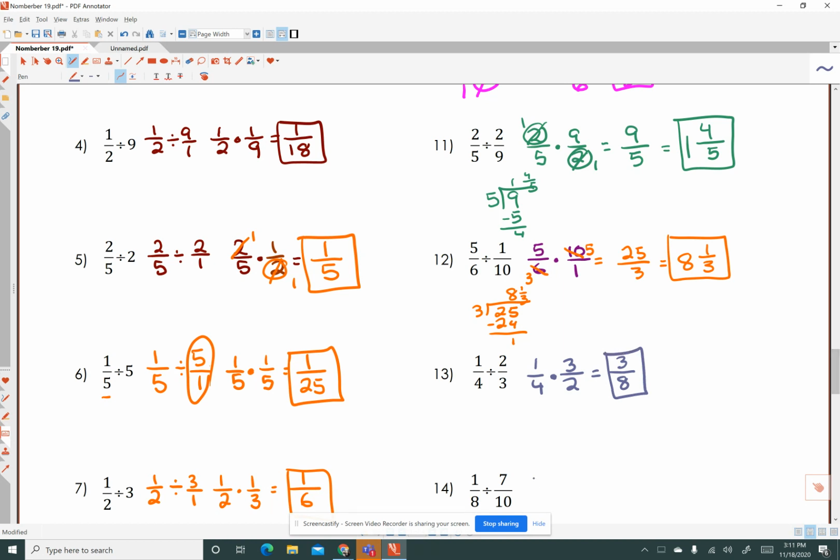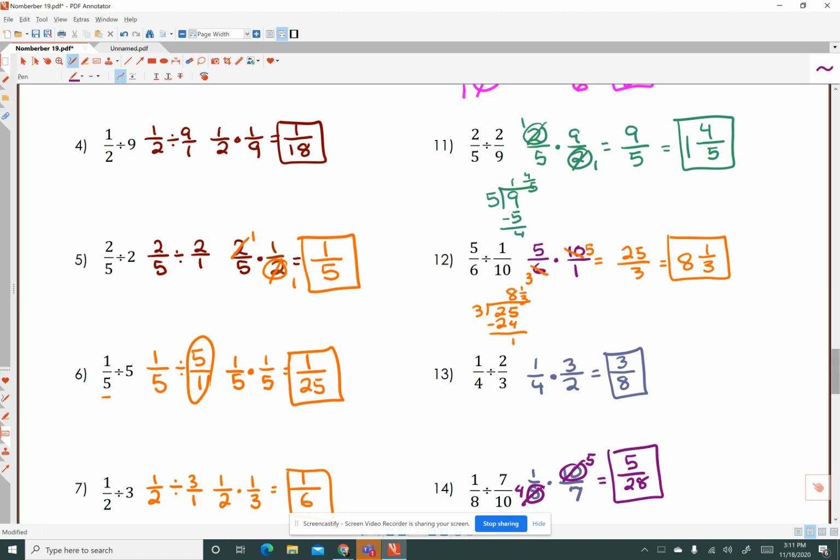And for our last problem, 1/8 times the reciprocal of 7/10, which is 10 over 7. We see that 8 and 10 are both divisible by 2. 8 divided by 2 is 4. 10 divided by 2 is 5. 5 times 1 is 5. 7 times 4 is 28. And that is a final answer.